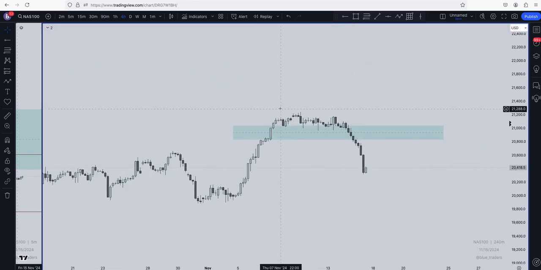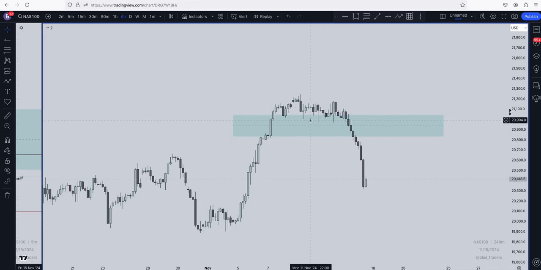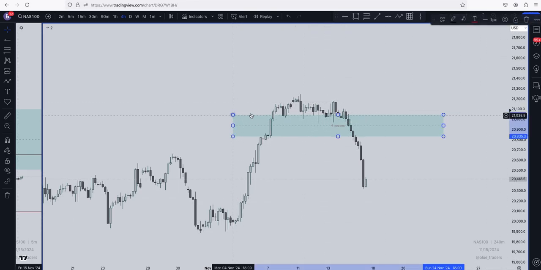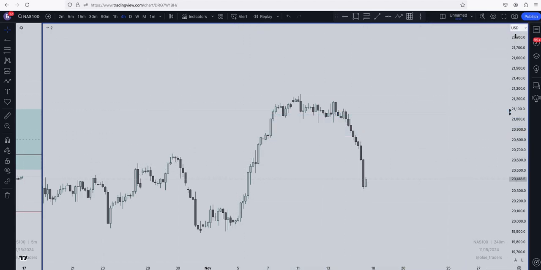So looking at price here, on Thursday I took a buy from here. On Wednesday I took a sell from here. Why did I take those two trades? Then on Friday I took a sell from here. Why did I take these three trades?